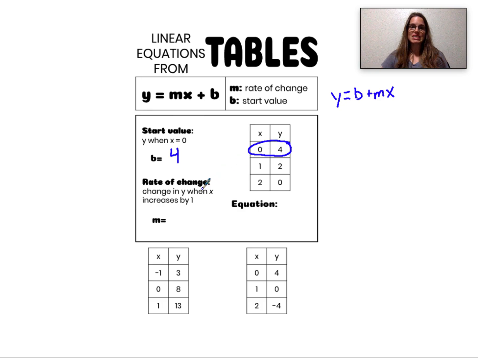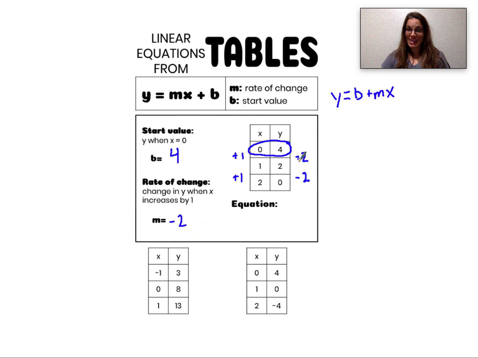The rate of change is how much y changes by when x goes up by 1. So what you're adding to y or subtracting from y repeatedly. In this table, x is going up by 1, up by 1. So I want to see what is happening to y as x goes up by 1. So as x goes from 0 to 1, what happens to y? Well, I subtract 2. As x goes from 1 to 2, what happens to y? Oh, I subtract 2 again. That means my rate of change is negative 2.